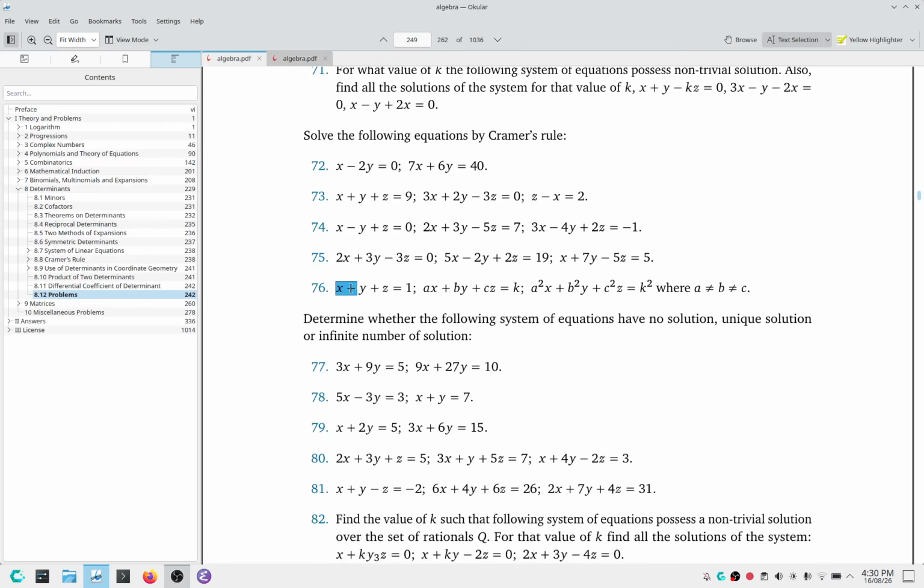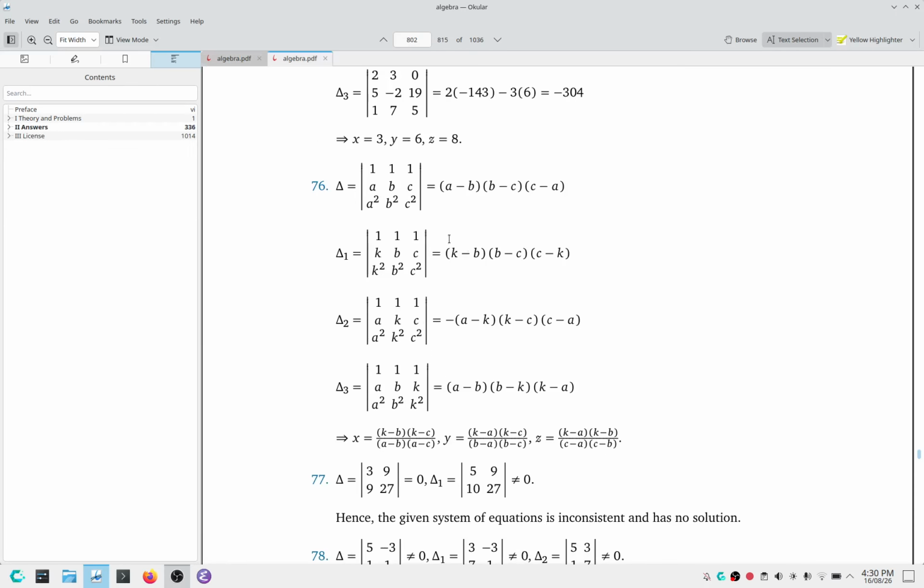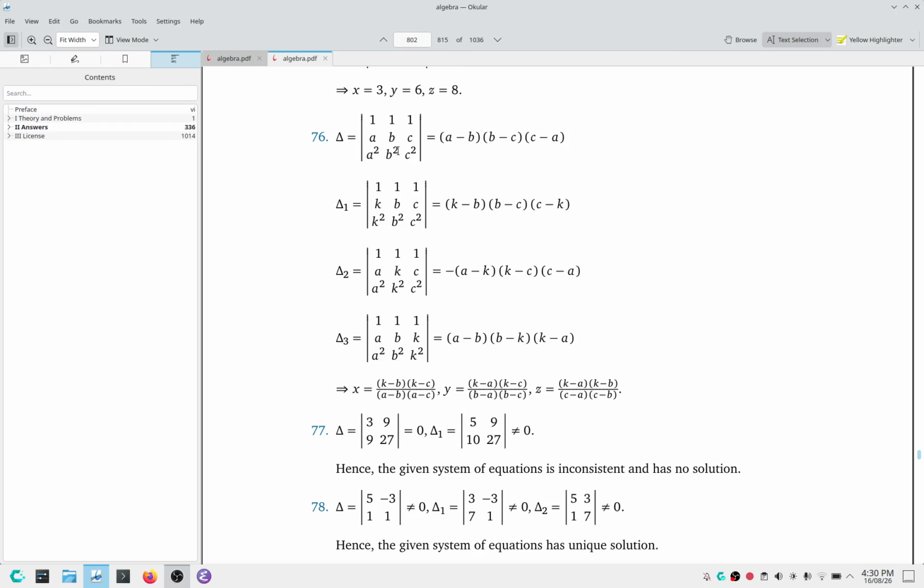Now, similarly, I already read question 76. We have the determinant delta is equal to 1, 1, 1; a, b, c; a square, b square, c square, which we have evaluated earlier to be equal to a minus b times b minus c times c minus a. Now, upon replacing the coefficients of x with the constants, we have 1, k, k square.